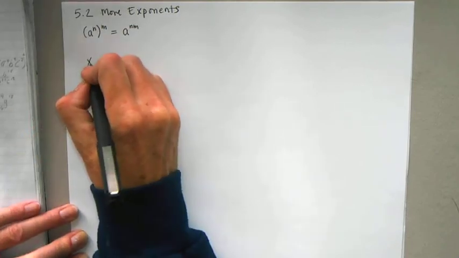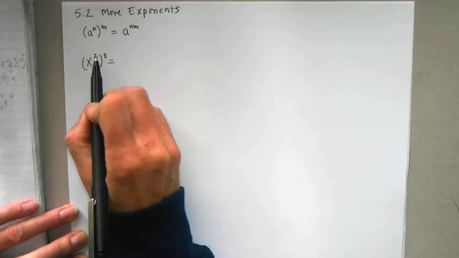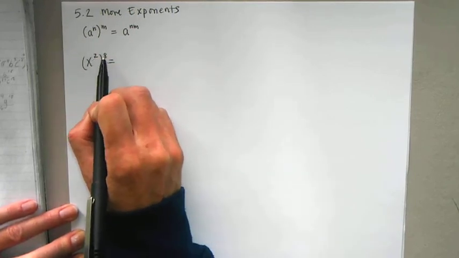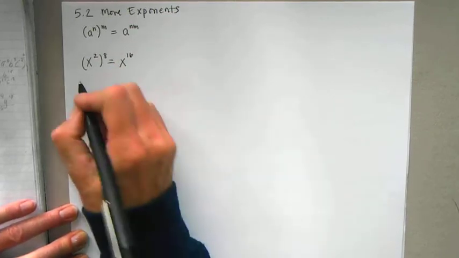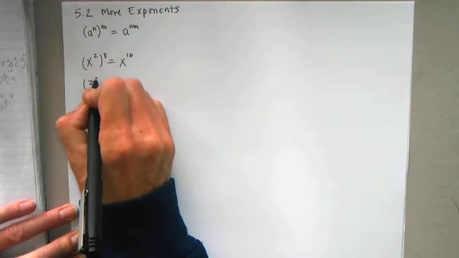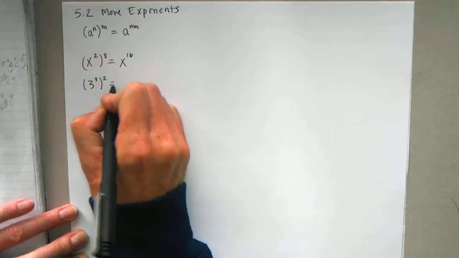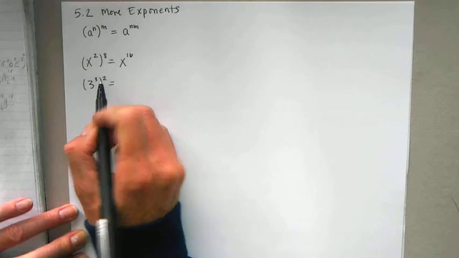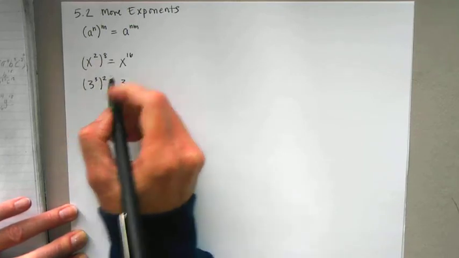So if I gave you x squared raised to the 8th power, that is when you go x is raised to 2 times 8, or 16. If I gave you a number instead of a variable, let's do 3 to the 3rd squared. Well, once again, I just multiply the exponents. Don't change the base. You didn't change x, you don't change 3. And it is 3 to the 6th.